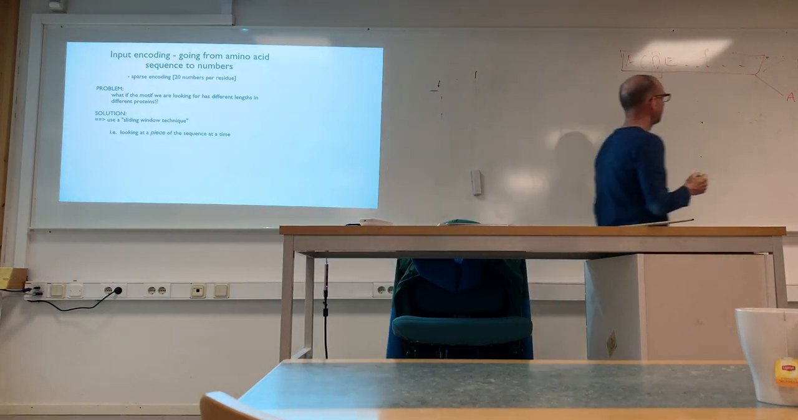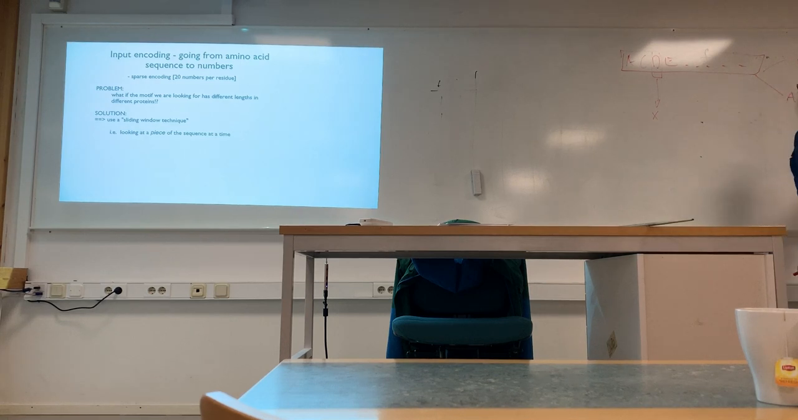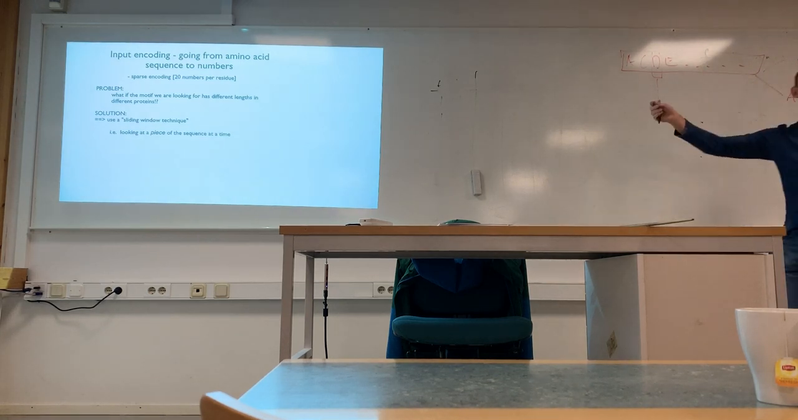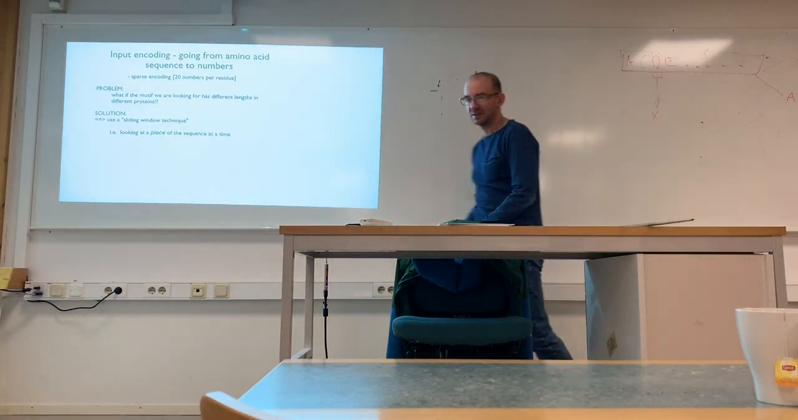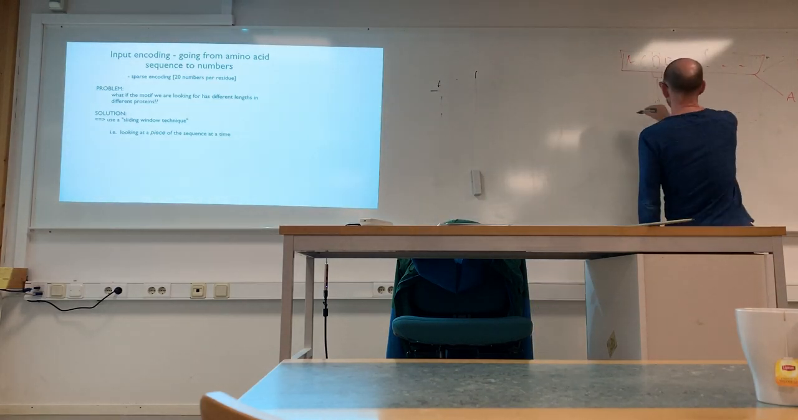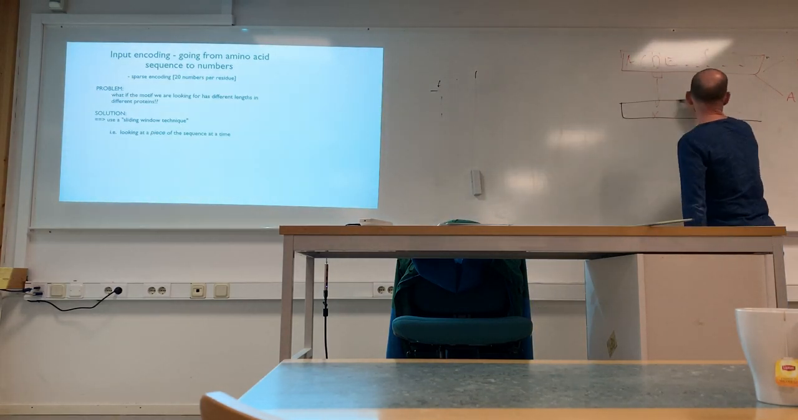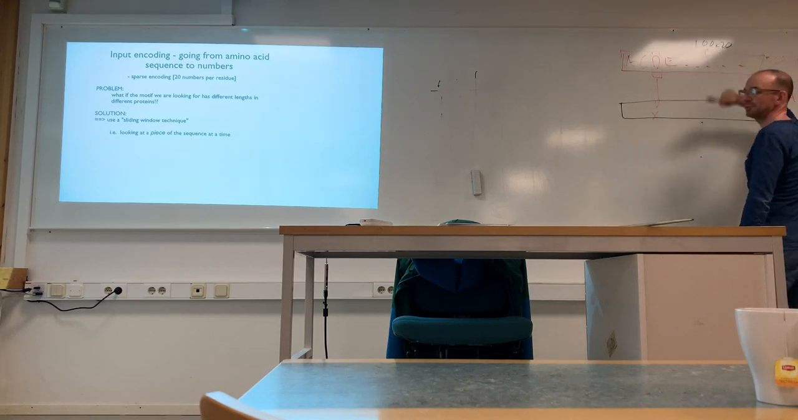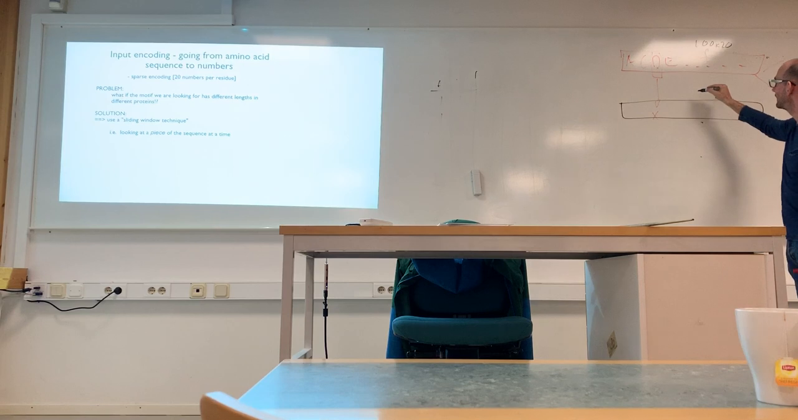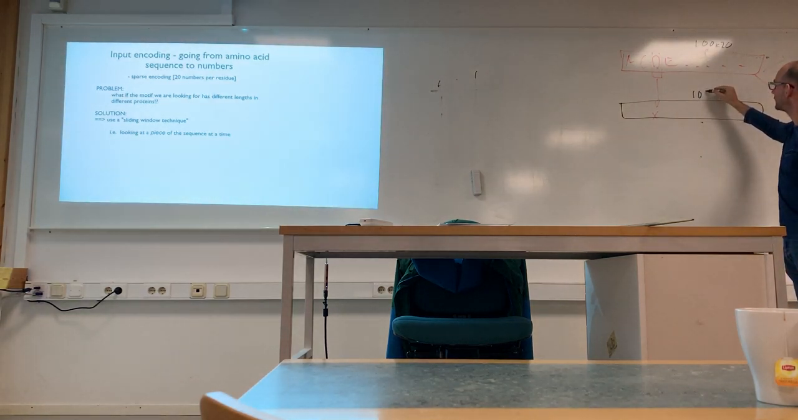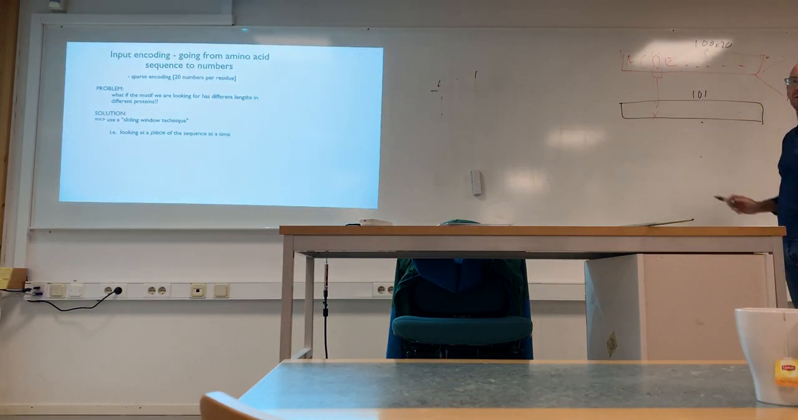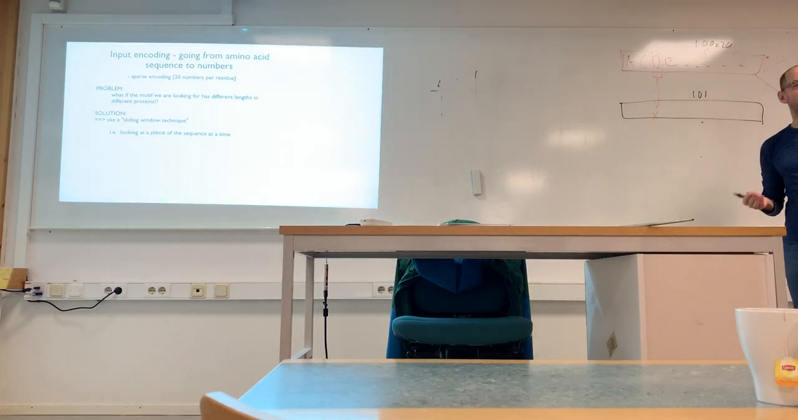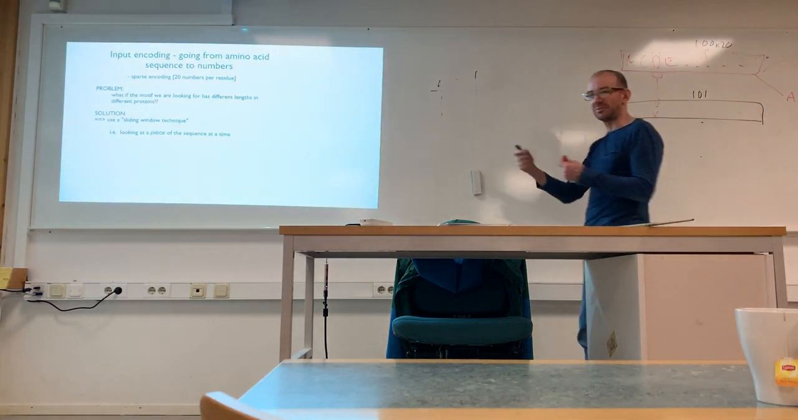If I had this problem of classes A and B, and I would tell if a protein is class A or class B, and I have two proteins, they would have different amino acids. Say this one is 100 amino acids long, so I have 100 times 20, so 2000 inputs. If this protein is 101 amino acids long, how should I represent that? Or if it's 200 residues long? Because then the input vector will be a different length.